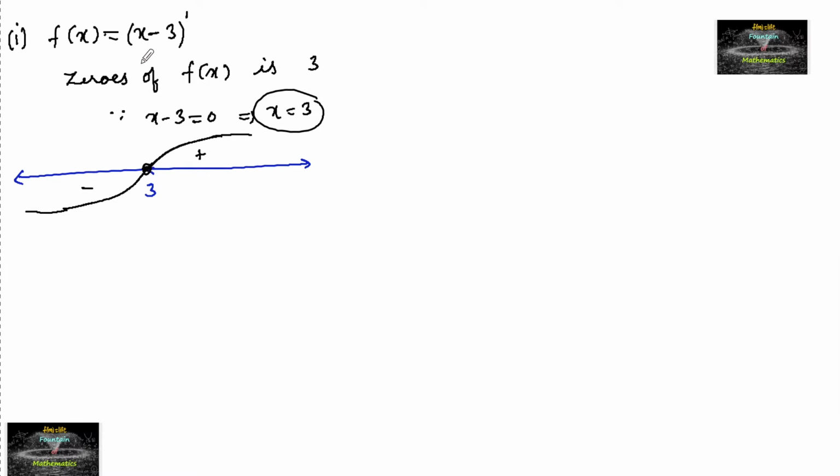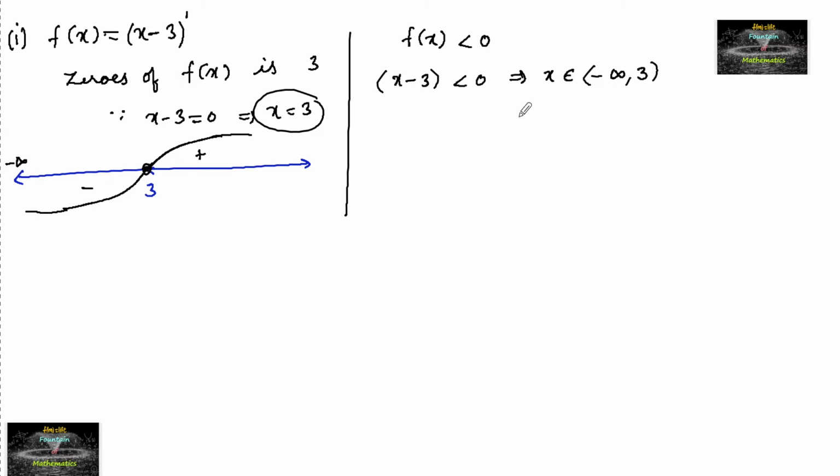So as per the requirement, suppose f of x is required to be less than 0, that is x minus 3 is less than 0. Then in such a case we can give the answer from the negative region of the graph: minus infinity to 3. So we can say x belongs to minus infinity comma 3.